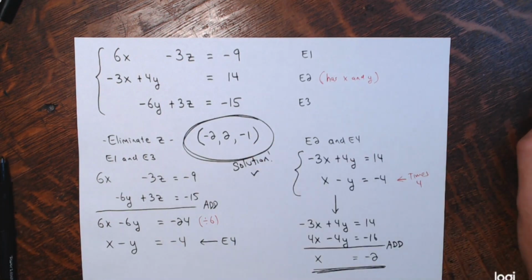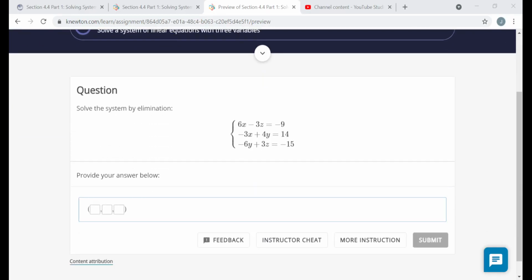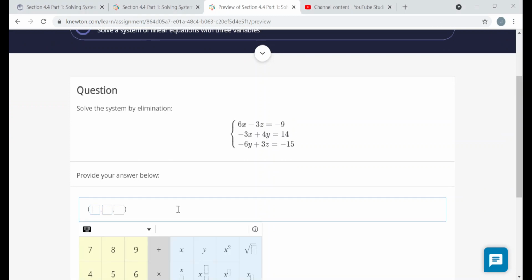And those are what I'll enter back in the assignment. Again, the parentheses and commas are already there, so just make sure you're putting things in the right order. The x value first, x was negative 2, the y value was second, positive 2, z value third, negative 1.